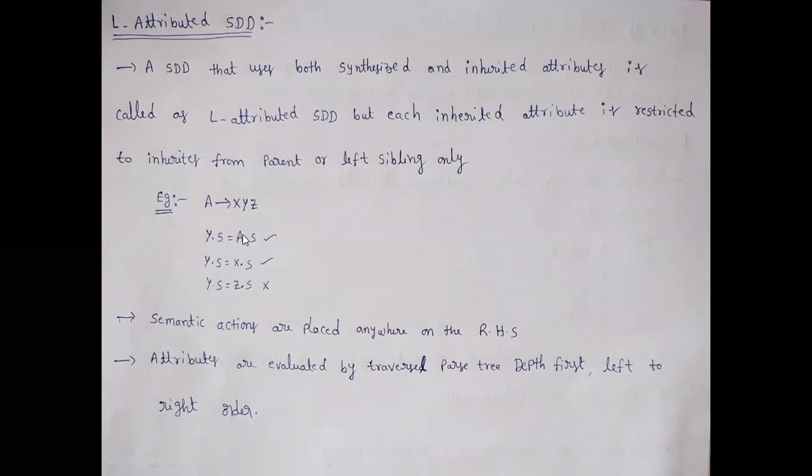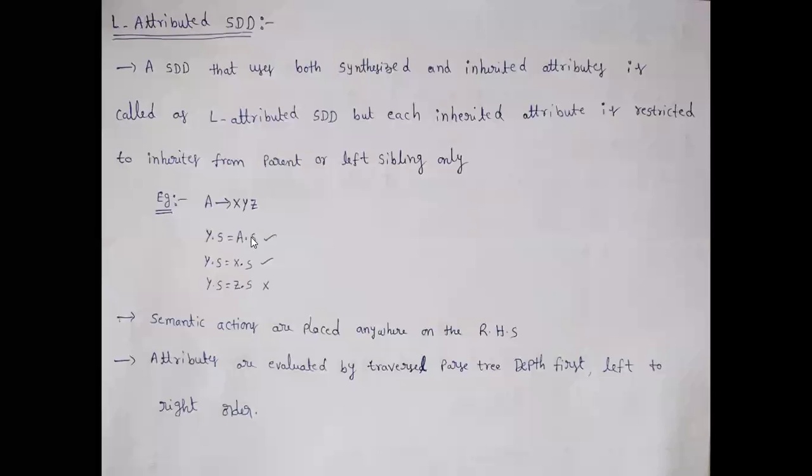So this means A.S. So A is the parent. So we are taking the value from the parent, so it can be accepted. Why? Because we are using synthesized and inherited attributes. Okay, so we are using the parent.